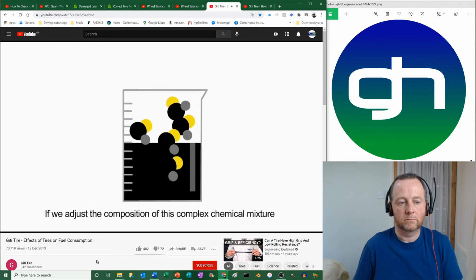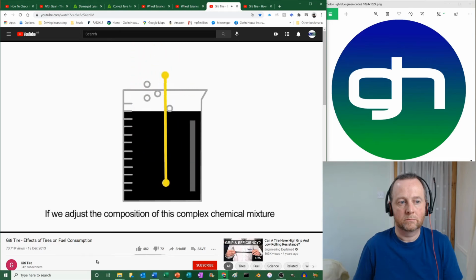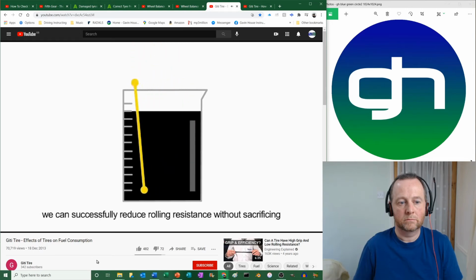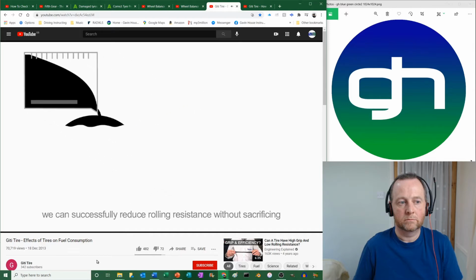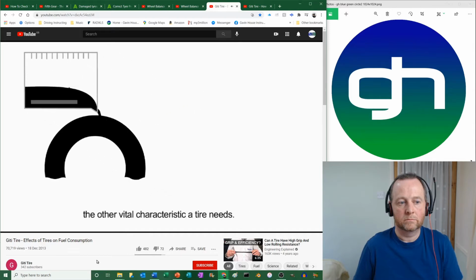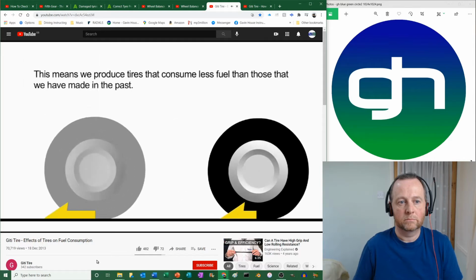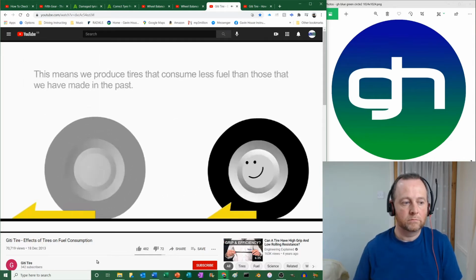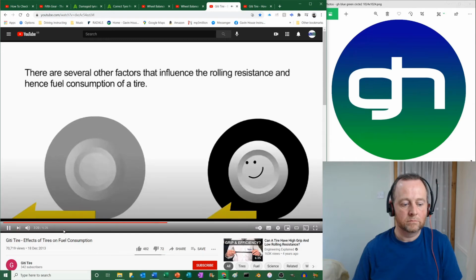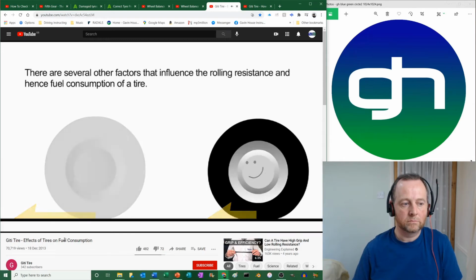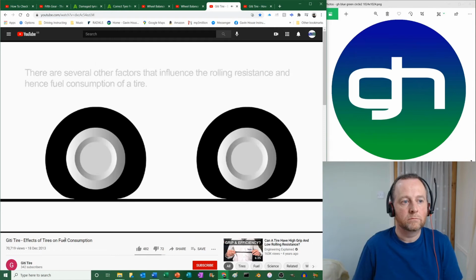If we adjust the composition of this complex chemical mixture, we can successfully reduce rolling resistance without sacrificing the other vital characteristics a tire needs. This means we produce tires that consume less fuel than those that we have made in the past. There are several other factors that influence the rolling resistance and hence fuel consumption of a tire.